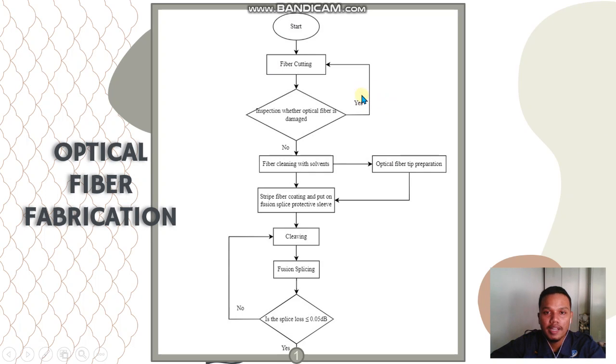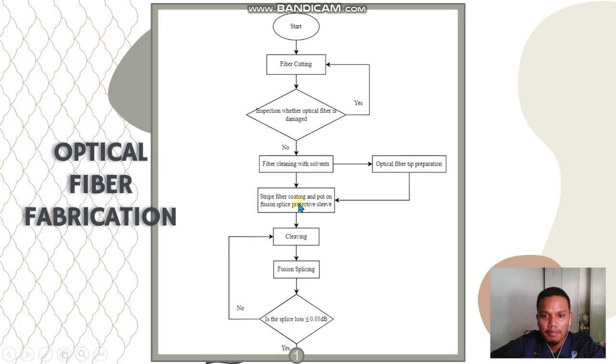For the optical fiber fabrication, I will start by cutting the optical fiber. Next, I will inspect whether the optical fiber is damaged or not. If yes, I will repeat the fiber cutting process. If no, the fiber optic will be cleaned with solvent.